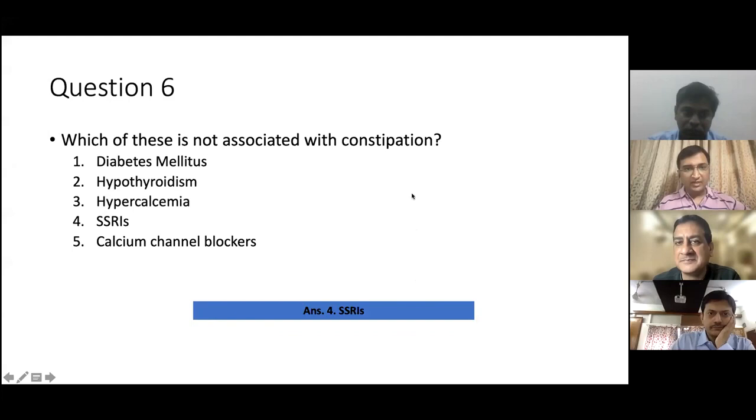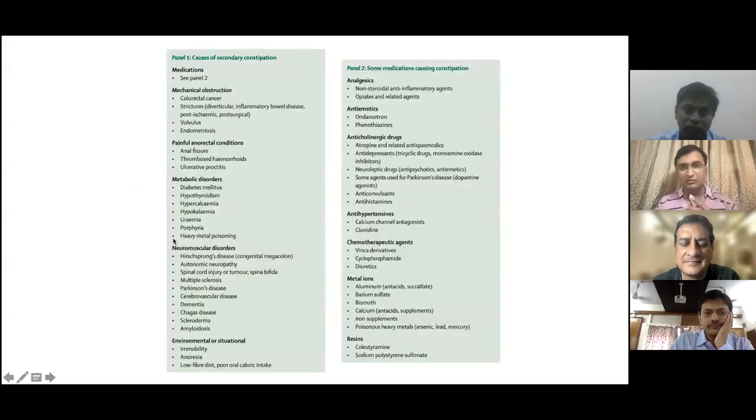So we need to know the secondary causes of constipation, and we need to rule them out in any patient who presents to us with constipation. Especially taking a very good drug history is very, very important. Drugs like any antispasmodics, ondansetron, any opiates, or even calcium channel blockers. These are histories that are very relevant to a patient who presents to us with constipation.